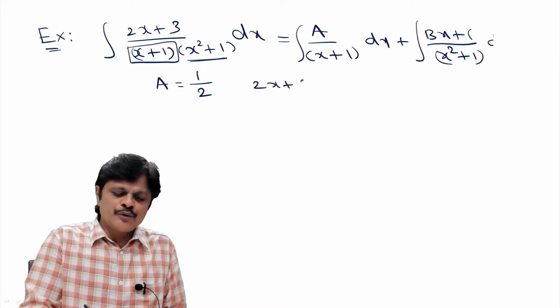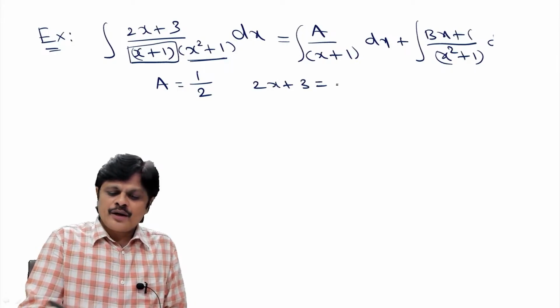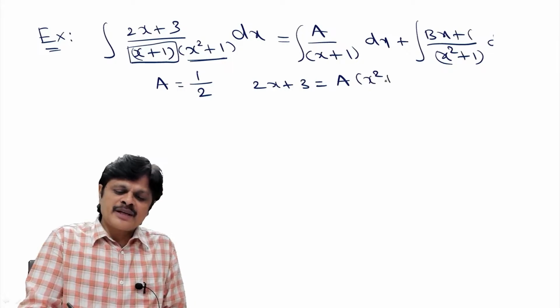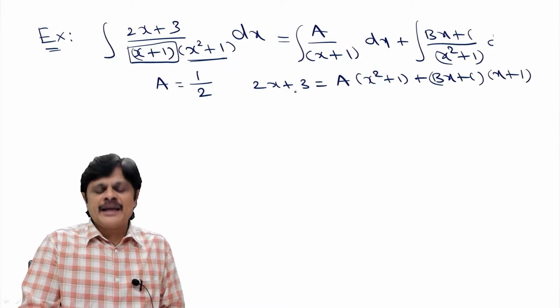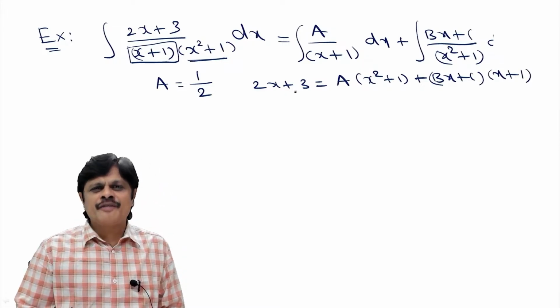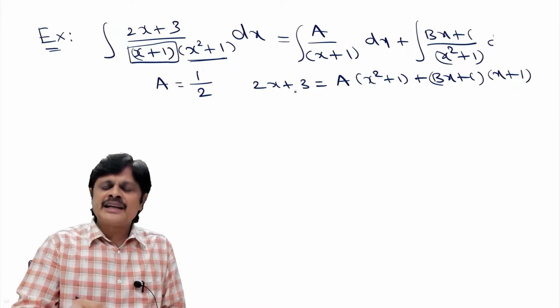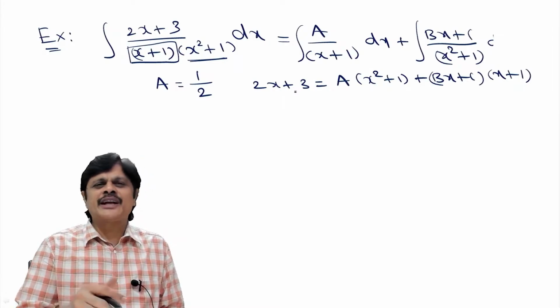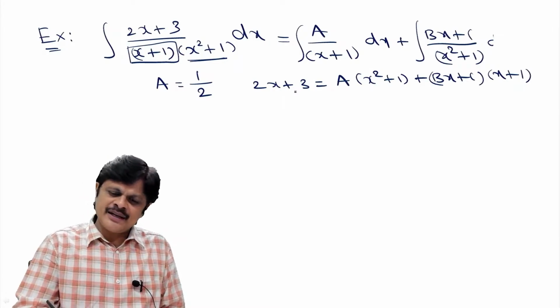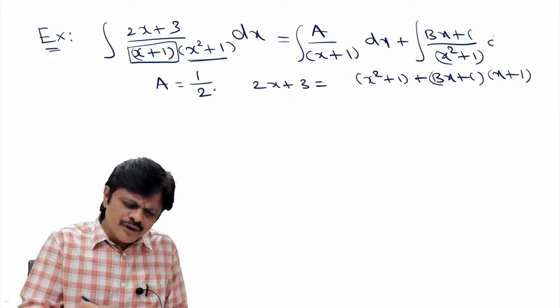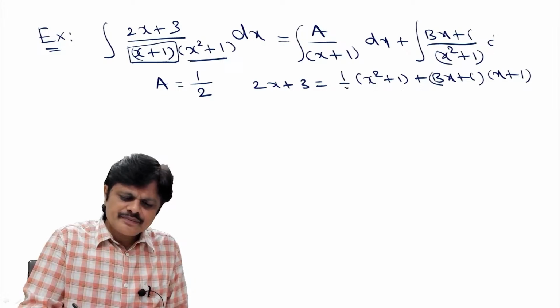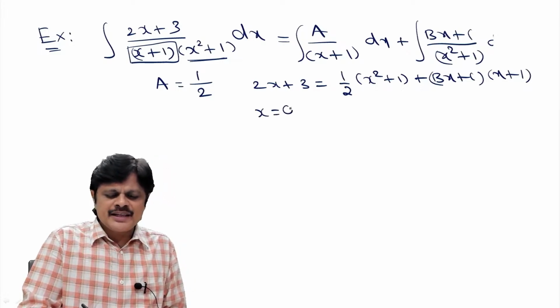See, this is how we get 2x plus 3 on the left side. On the right side, it is a into x square plus 1 plus bx plus c into x plus 1. So you need to find a, b, c values. Just put some random values of x other than minus 1. Then you can get some relations, solving which we can get b and c values, because b and c are missing. a is already known, no? You can write a is equal to 1 by 2.